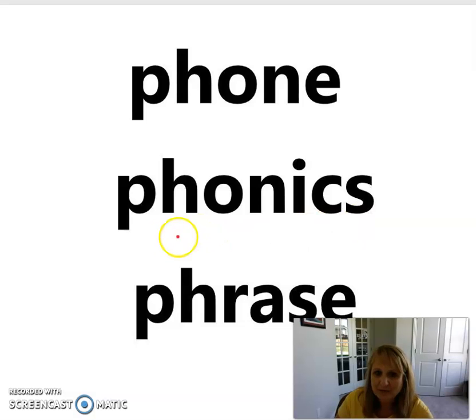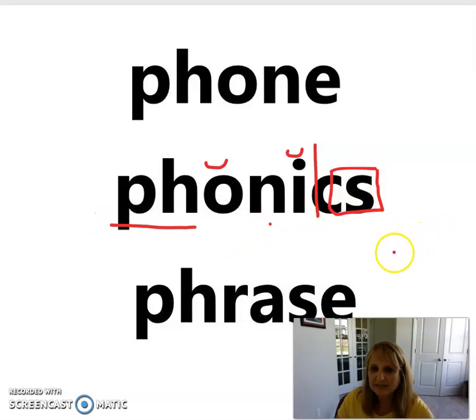Are you ready? Did you underline the PH? Digraph PH. This time the O says ah. We need to mark it with a breve. I. Yes, that C makes the s sound. Did you remember to put the line back on it? And this is a suffix S. Phonics. Let's clap that out.